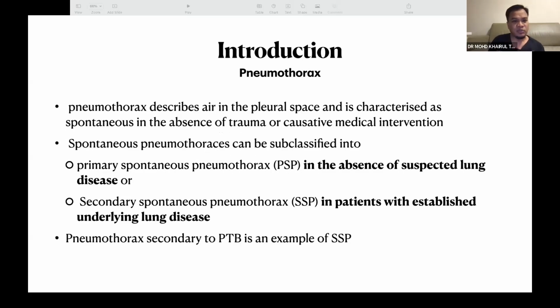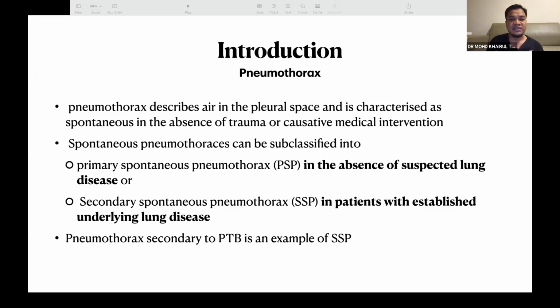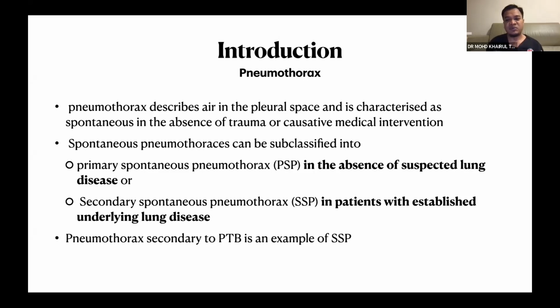So a bit of introduction, we talk about pneumothorax first. Pneumothorax is described simply as air inside the pleural space, characterized as spontaneous, in the absence of trauma or any causative medical intervention. If there is any medical intervention that causes pneumothorax, we label it as iatrogenic. Spontaneous pneumothorax can be further divided into primary spontaneous pneumothorax, where we assume there is absence of suspected lung disease, and secondary pneumothorax, which occurs in a patient with established underlying lung disease that we already diagnosed. Pneumothorax secondary to PTB is a clear-cut example of secondary spontaneous pneumothorax.